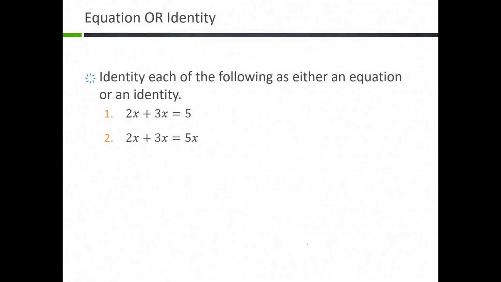All right, so let's look at a few examples and compare a little bit. Let's start with the equation 2x plus 3x is equal to 5. The question we need to ask ourselves is: is that always true, or is it only true some of the time? So when is 2x plus 3x equal to 5? Well, it's only true if x is equal to 1. If you plug any other number in for x, it will not be true. So this is an example of an equation.